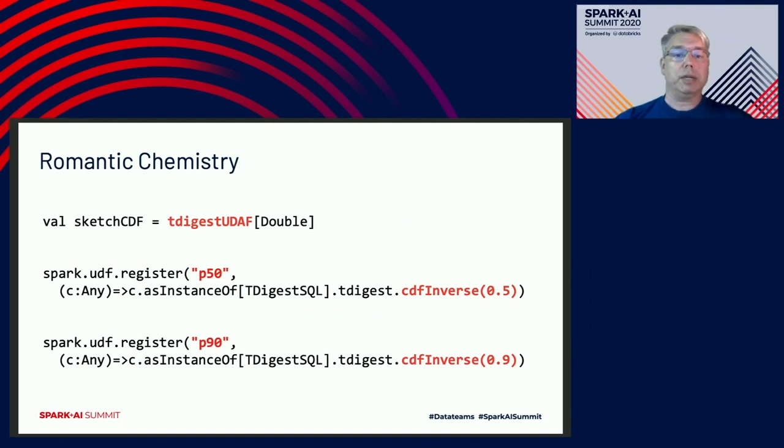Now, why is that exciting? Well, Spark doesn't just provide us with predefined aggregators, it also allows us to define our own custom aggregating data structures. So here in this example, I am creating a user-defined aggregator function for my t-digest. And then I'm also declaring two regular user-defined functions to extract a median and a 90th percentile from that structure.